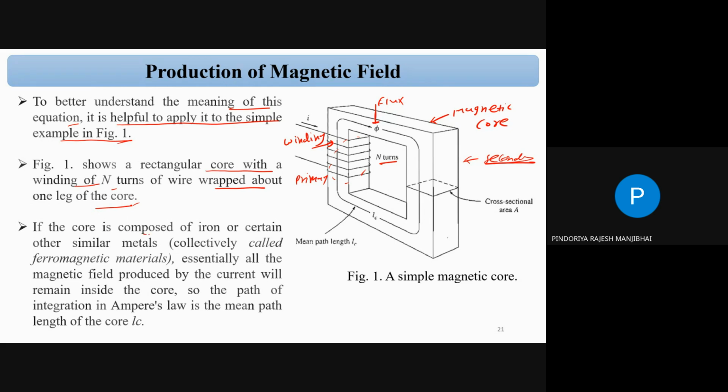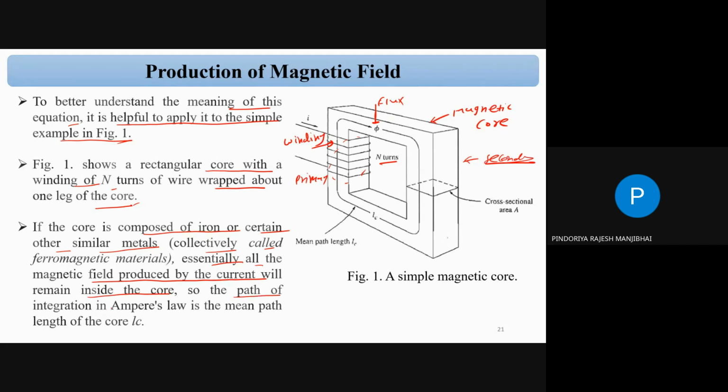If the core is composed of iron or certain other similar material, collectively called ferromagnetic. Normally we use ferromagnetic material to design the core, correct? So it is up to you. You can also change this material, but normally we use ferromagnetic material. Essentially, all the magnetic field produced by the current will remain inside the core.